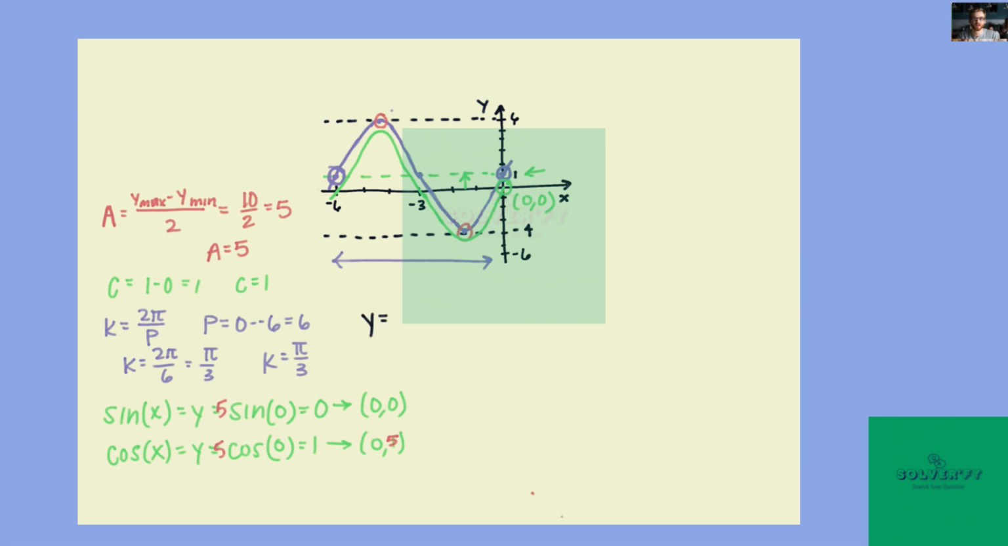So y is A, which is 5, sine of k, which is pi over 3 x, plus C, so plus 1. And that's the final equation.